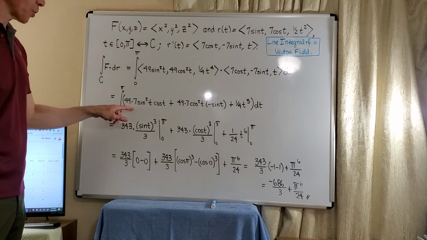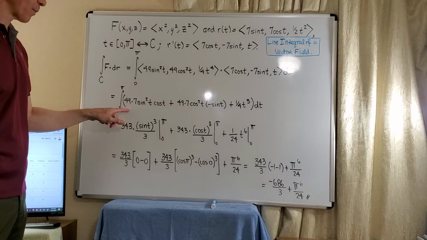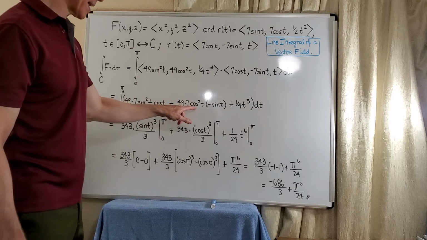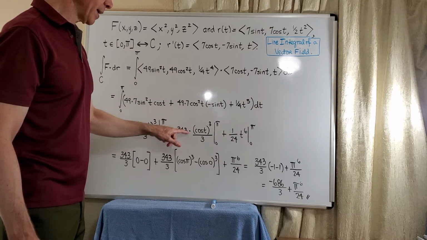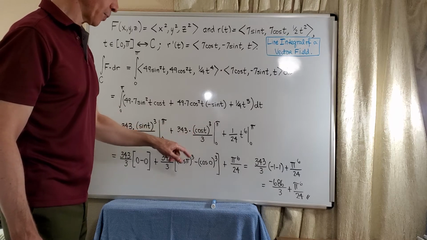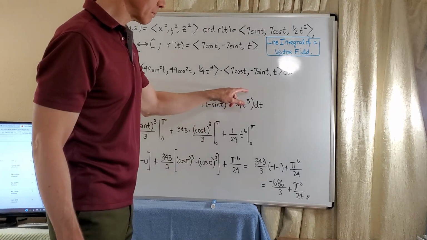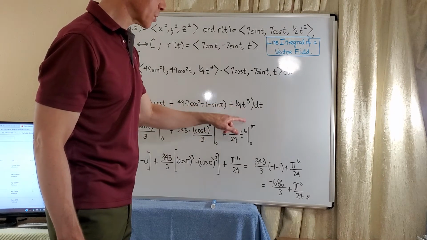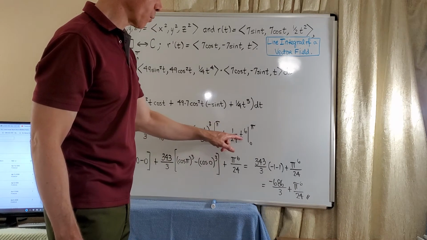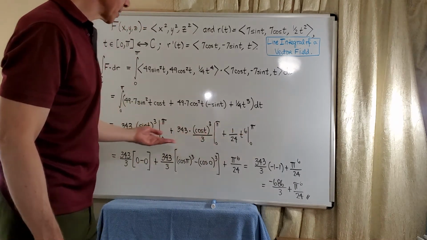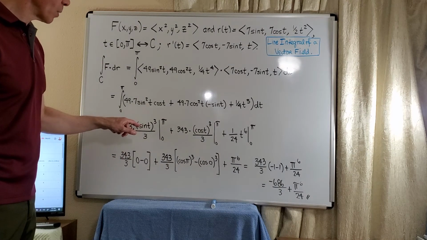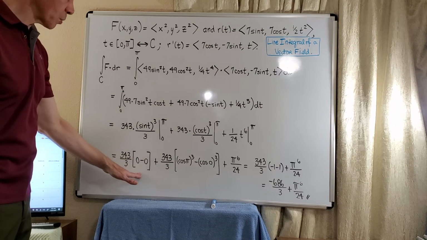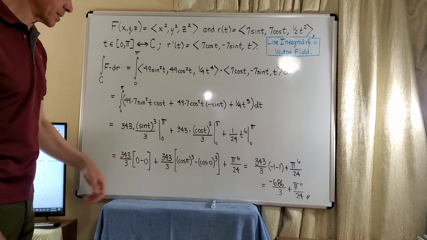For the first term, we get 343, that is 7 times 49, times the cube of sine t divided by 3. In the second term, we get 343 times the cube of cosine divided by 3. In the last term, we divide by 6, which gives us 1/24, with the new power being 6, so 1/24 t to the 6, all evaluated from 0 to pi. Now, sine pi and sine 0 are both 0, so we get no contribution there other than 0.